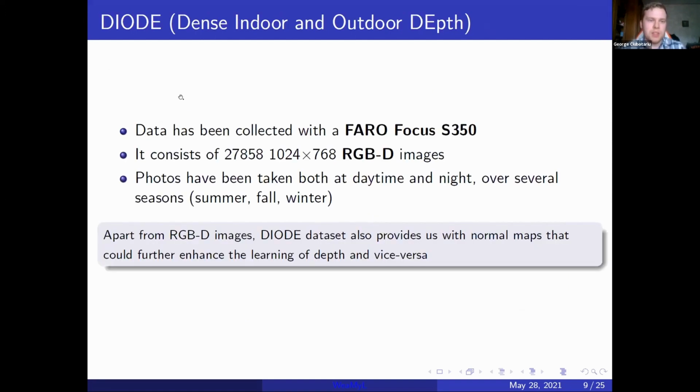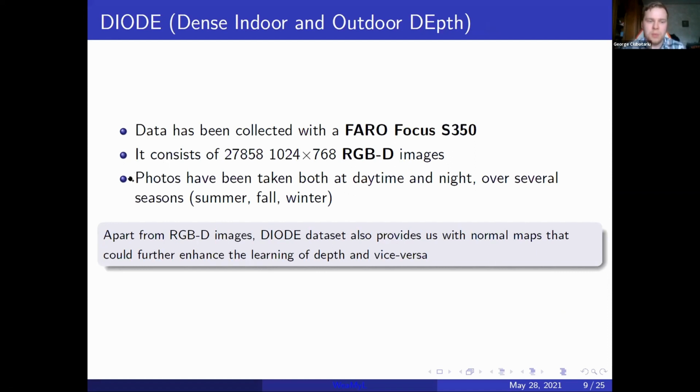So the DIODE dataset has a lot of pretty high resolution RGBD images. The D comes from the depth because they have depth maps. And the dataset has been collected with Faro Focus S350 laser scanners, which are very precise. They collect data with a precision of ±1 millimeter.